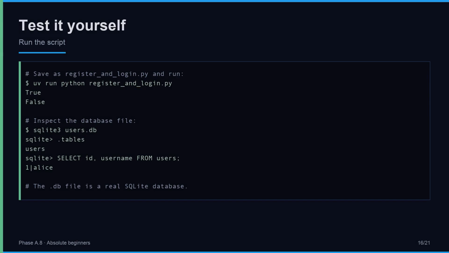Log in and run. Save the script as register_and_login.py and run it with uv. You should see true then false printed. Then open the database file with the SQLite 3 CLI tool. .tables shows the users table. Select username from users shows the registered row. That .db file is a real SQLite database you can ship, query from any language, or inspect with any SQLite tool. You built it from scratch.